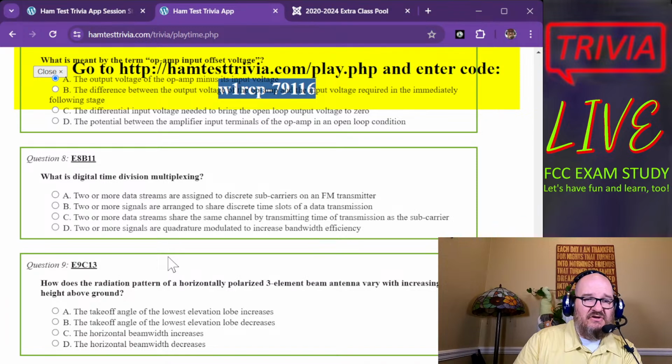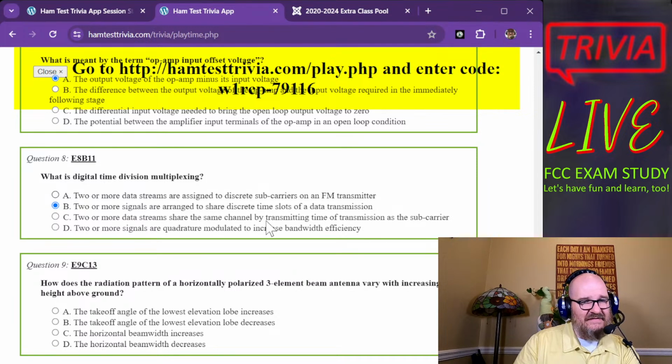What is digital time division multiplexing? Digital time division. So there's something getting broken up. Multiplexing. 2 or more signals are arranged to share discrete time slots. Streams are shared, same channel. I don't think it's going to be the same channel. So quadrature modulated to increase bandwidth efficiency. Digital time. I'm going to say that they have discrete time slots.